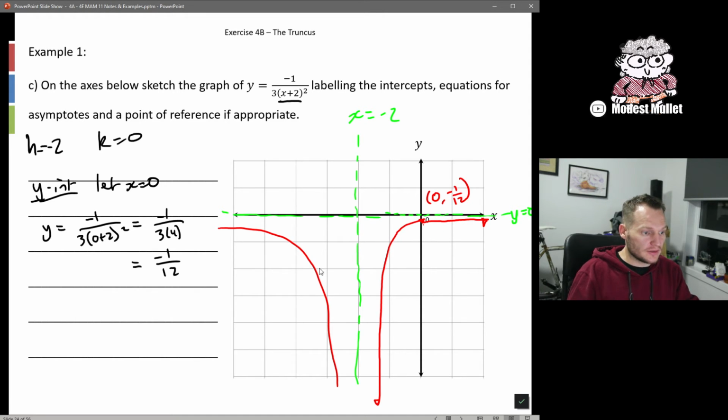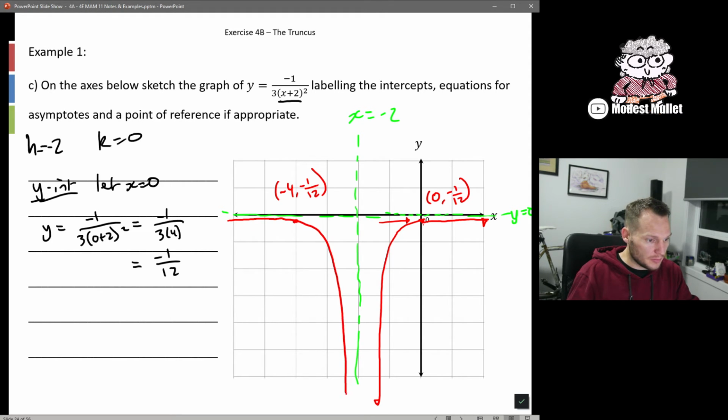And there's my right hand side. Now the left hand side is going to be symmetrical about that. So if I think that's 2 units across from the asymptote, 2 units back across, that's going to be the exact same point. Just 2 units back across from the asymptote, which is already at -2. So that's going to be at -4, -1/12. It's going to go through that point there.